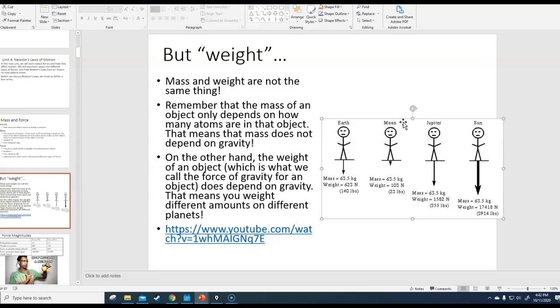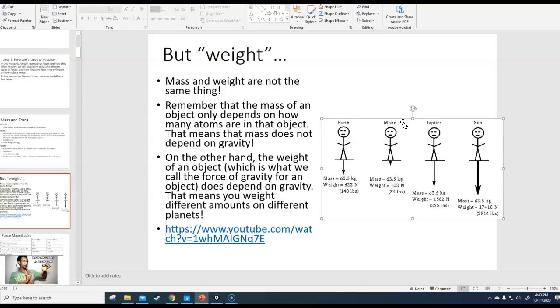Okay, if I go to the moon and I'm on the moon, I still have the same amount of inertia because I still have the same number of atoms making up my body. If I just sit out there in space, I still have the exact same amount of inertia because even if there's no or not very much gravity in space, I still have inertia.